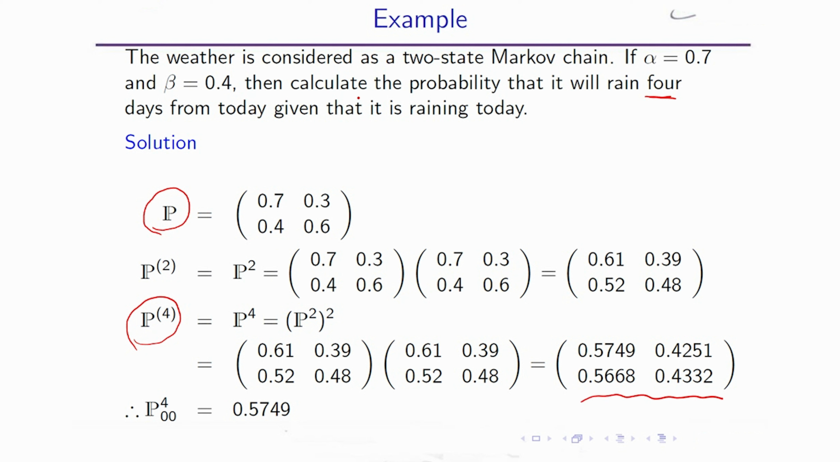But the problem is looking at the probability that it is raining today and that it will rain 4 days later. So that is rain today and 4 days later. So we are looking at this value.